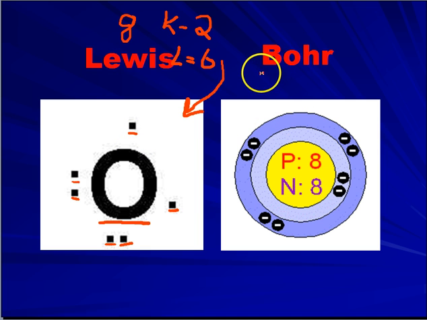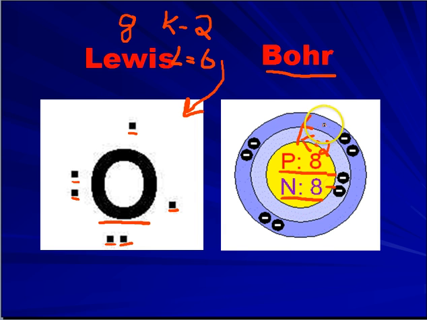Now the Bohr model, if you've already seen a Bohr model, you're going to have to do one of these on a test as well as the Lewis dot diagram. In the middle, you just have how many protons, how many neutrons, and then you put things in a shell. Again, here's your K shell, here's your L. You need to know that the K can hold up to 2.